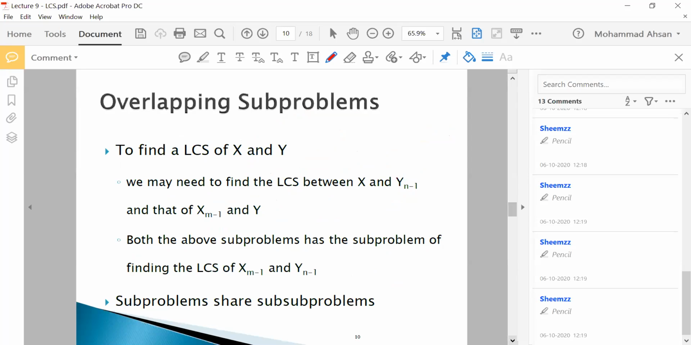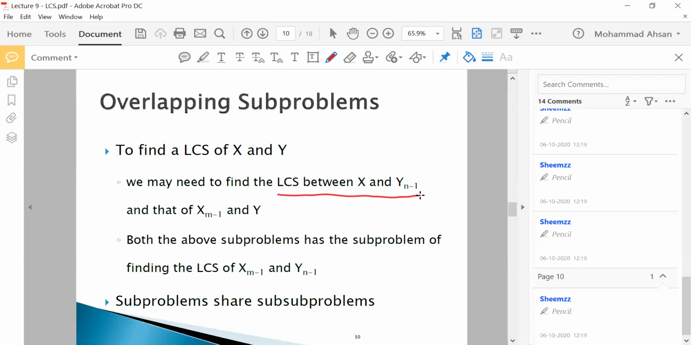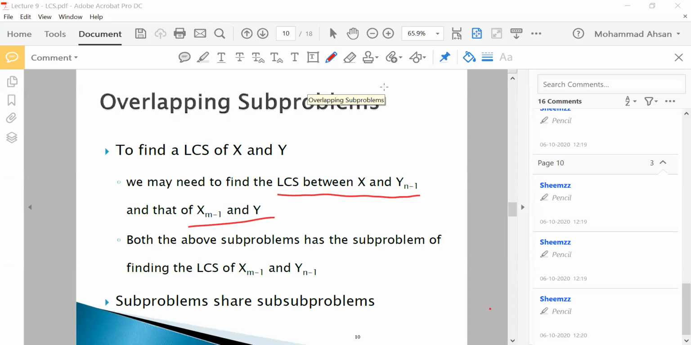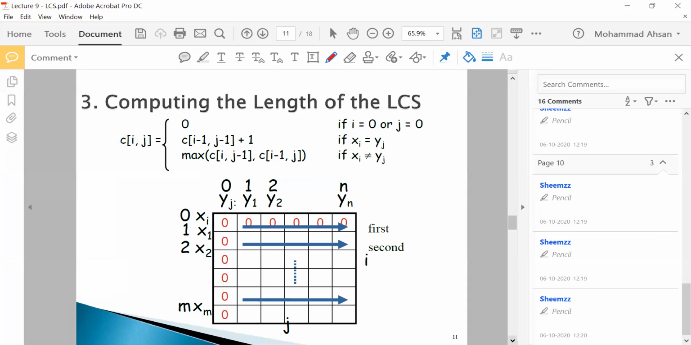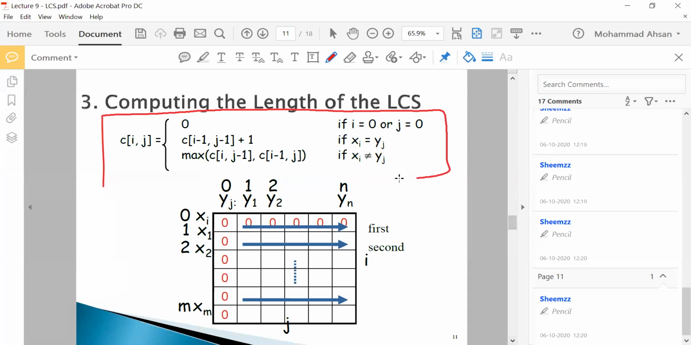So to find the longest common subsequence of x and y, in case the last element does not match, we need to find the longest common subsequence between x and y with n minus 1, or xm minus 1 and y, and see which one of the two gives us the maximum value. You'll see that subproblems share subproblems. This is what our problem boils down to. What we are storing in the array is the length of the longest common subsequence of two sequences of lengths i and j. If i and j are 0, that means we do not have anything to match, so there is no longest common subsequence if either one of the two is 0. So we have 0 length, and what we will be storing is the length of the longest common subsequence.